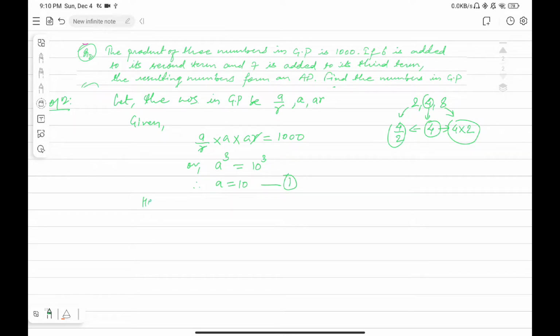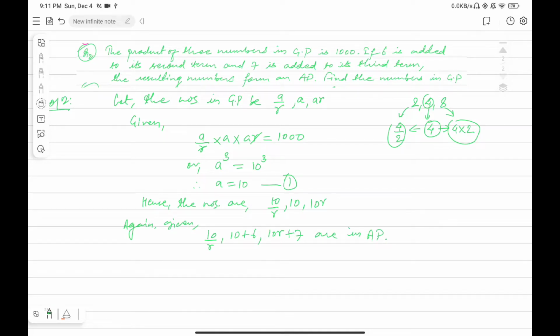Hence the numbers are: the middle one is 10, the first one is 10 by R and the next one is 10R. So these are the numbers. Now the second part of the question says that if 6 is added to the second term and 7 is added to the third term, the resulting numbers form an AP. We have to do nothing to the first one, to the second one we add 6, and to the third one we add 7. So 10 by R, 16 and 10R plus 7 are in AP.